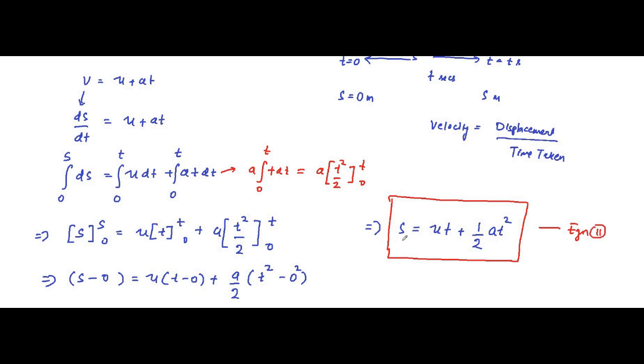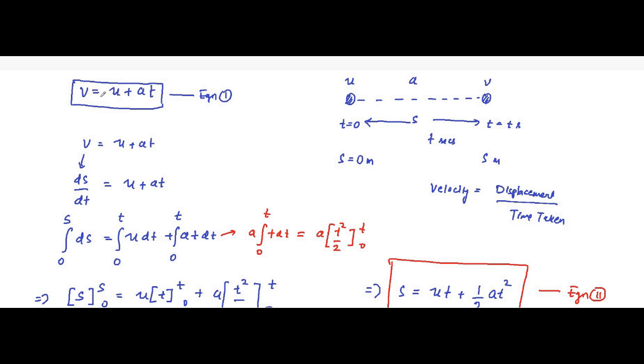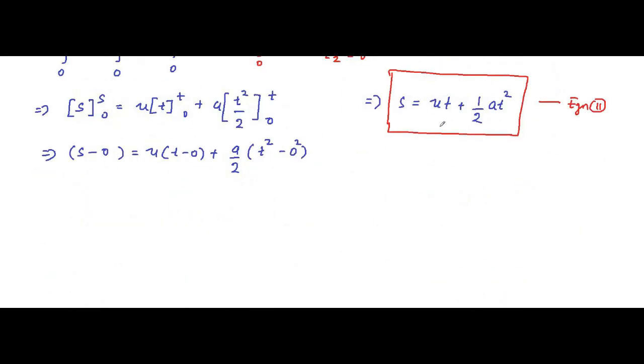This interrelates the displacement, the initial velocity u, the time duration t, and the acceleration a. These parameters are involved in the second equation. The first equation was between the final velocity v, the initial velocity u, acceleration a, and time duration t. Now let us make some manipulations here. It is not considered an equation of motion, but it is a very good formula to use while solving problems.